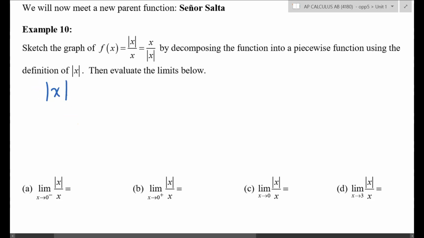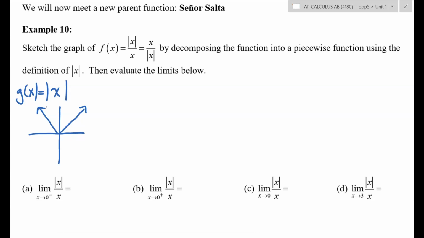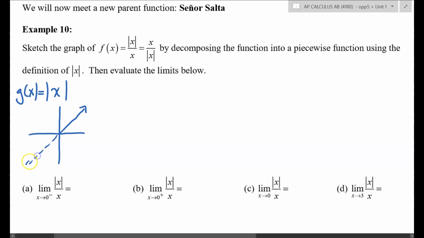What is that? Absolute value, right? If I asked you guys to graph, let's call this g of x, if I asked you guys to graph that, what would it look like? Look like a V. No doubt. Okay, we know that. What if that absolute value sign wasn't there? How would this graph change? It would just be a line. So this piece wouldn't be here. That piece would though, right?